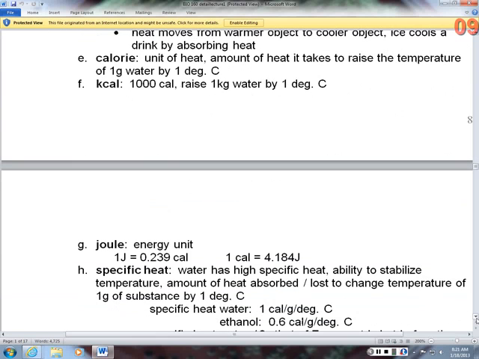So joules are also an energy unit. 1 joule is 0.239 calories, or 1 calorie is 4.184 joules. So if you look at food labels outside the United States where they use the metric system, you'll see they will not use calories on there, they'll use joules instead.